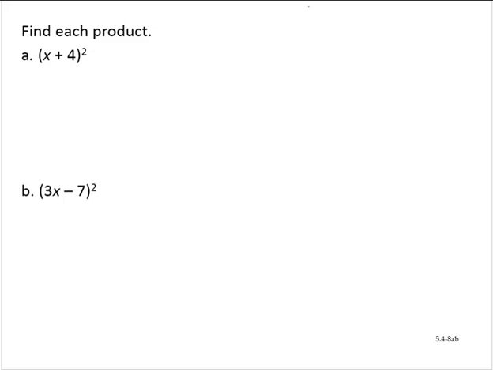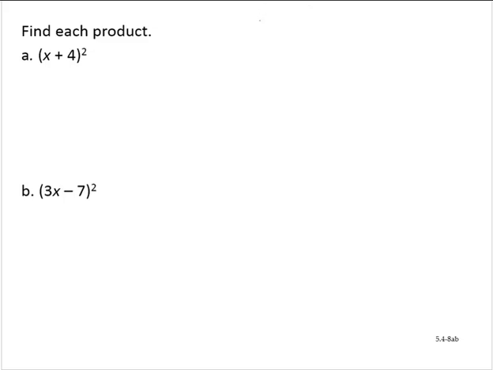Find each product. (x + 4) squared. So notice that this is a binomial squared. When we have a binomial squared, every single time it follows a special pattern.